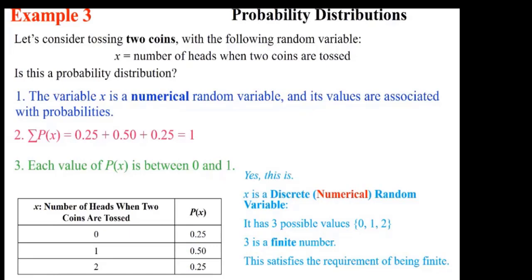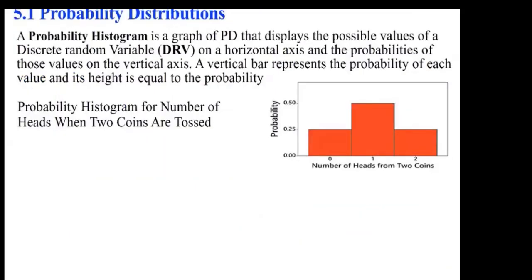It's countable. So there are 3 possible values. 3 is a finite number, and it satisfies the requirements of being finite as explained in the 3 steps. So basically, when those 3 steps, 1, 2, and 3, have a check mark next to them, you're done. Probability distribution, a probability histogram. A probability histogram is a graph of a probability distribution that displays the possible values of a discrete random variable on a horizontal axis and the probabilities of those values on the vertical axis. A vertical bar represents the probability of each value, and its height is equal to the probability.